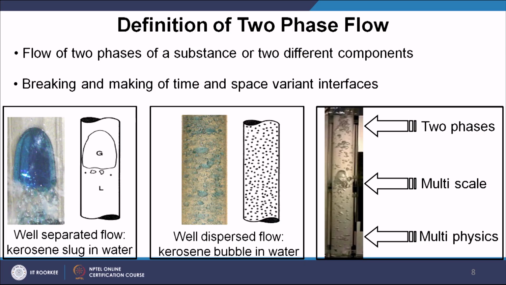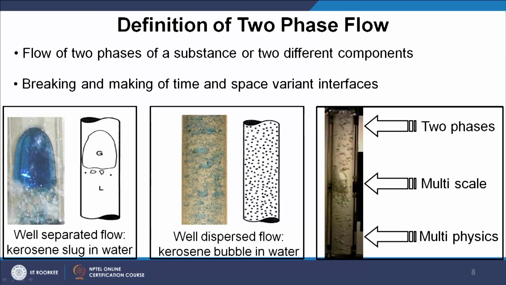But on the other hand, in this figure I have shown you well dispersed flow of kerosene in water. You can see lots of blue colored bubbles in the water flow. So these are two different horizons, well separated flow and well dispersed flow. Now, due to these we have two different types of features here. Here we have shown a schematic video of bubbly flow in a channel.